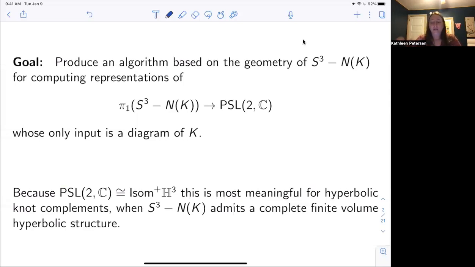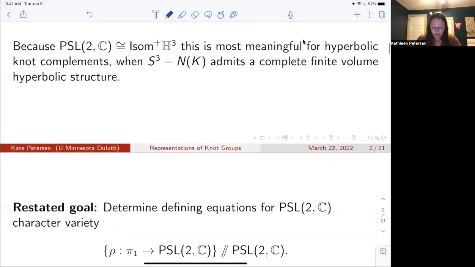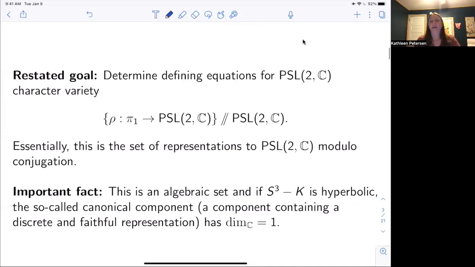So for this to be a rich discussion, I'm basically going to assume that we're talking about hyperbolic knot complements. So the knot complement has a complete finite volume hyperbolic structure. Another way of stating what I want to do is I essentially want to determine the canonical component of the character variety of the knot complement.